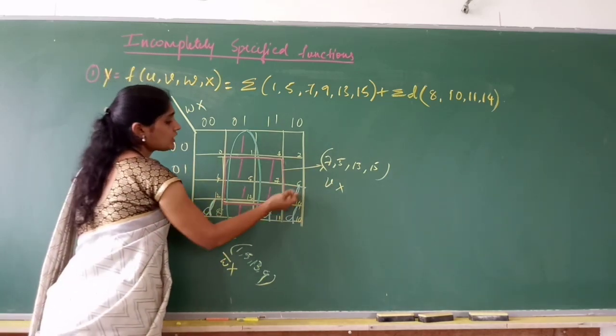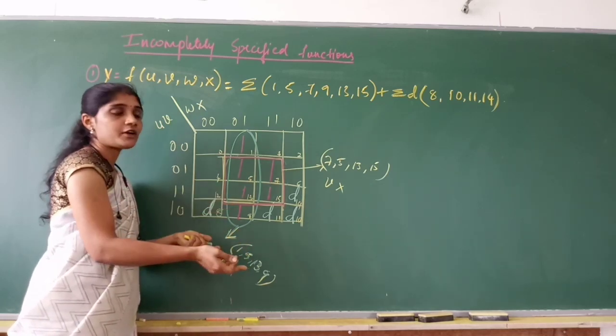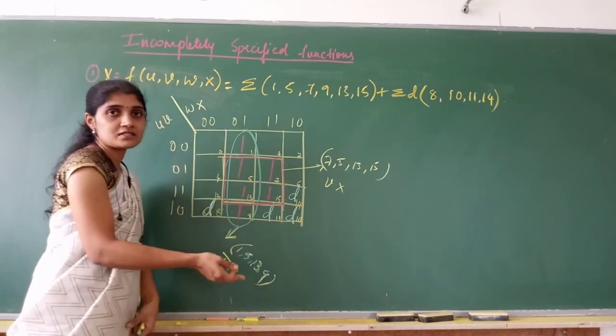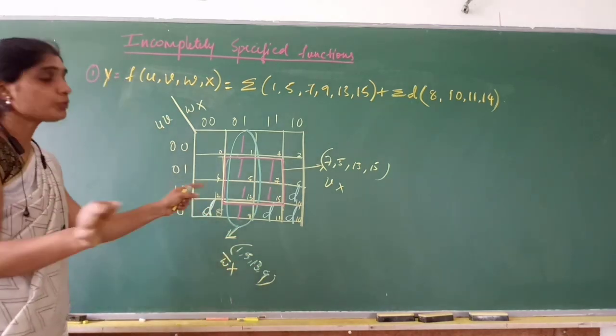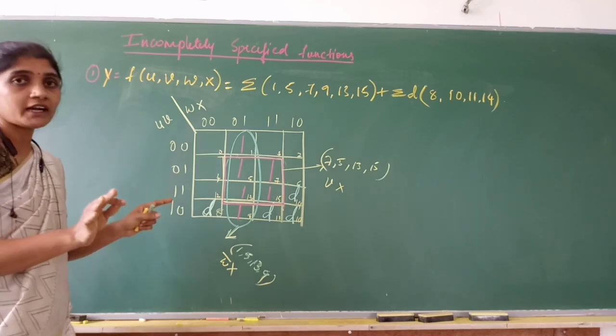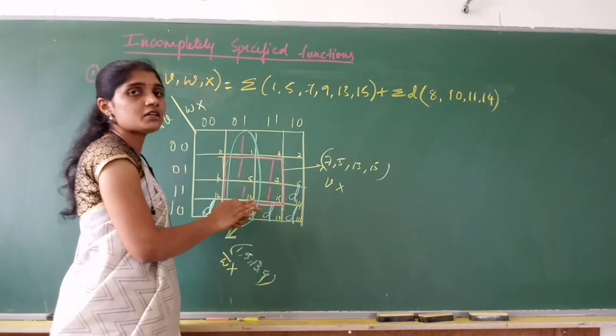Even if I use don't care terms, what is the use? I don't have any use. I don't make the equation much simpler than this. So let me not go for don't care terms. You need not group don't care terms. You can use don't care terms only if it is required to cover mean terms.